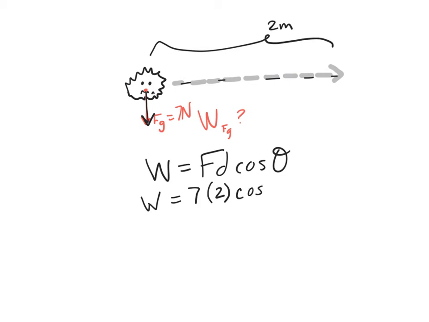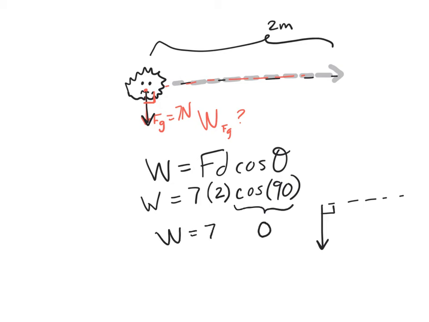All right, let's look. The chinchilla is going this way, and force of gravity is down, so they are at a right angle. Force of gravity is this way, chinchilla is going that way, that's a right angle, so cosine of 90 degrees. If you put that in your calculator, you're going to find cosine of 90 is 0. So work is equal to 7 times 2 times 0. So actually, no work was done by the force of gravity.